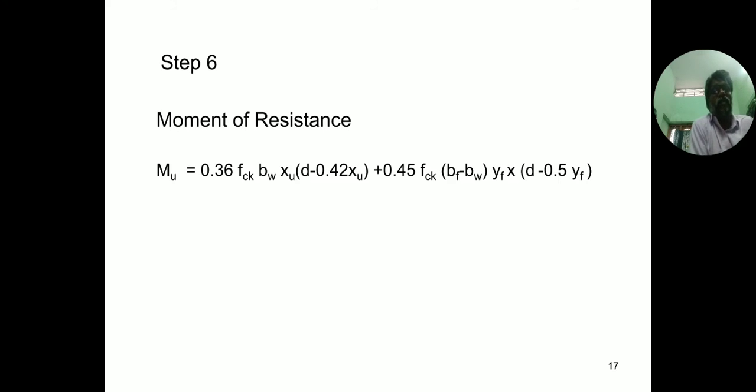Once again, moment of resistance Mu is equal to Mr with the web plus Mr with the flange: 0.36 FCK BW XU (d minus 0.42 XU) plus 0.45 FCK (BF minus BW) into YF into (small d minus 0.5 into YF).